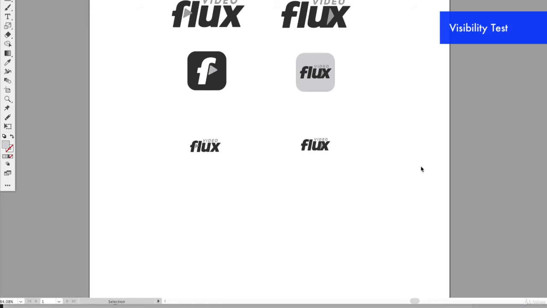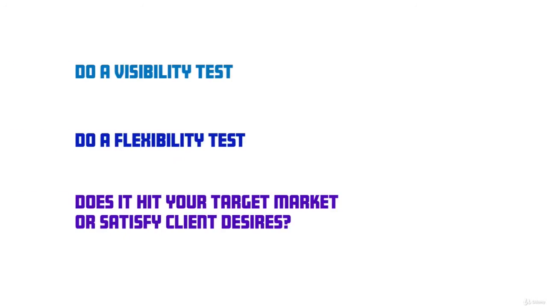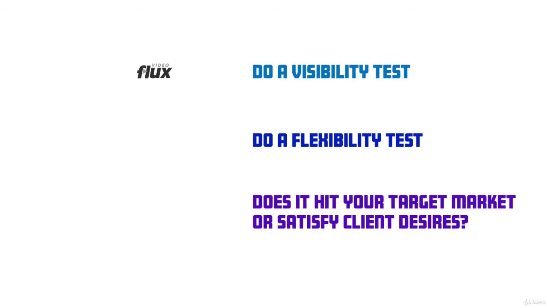So we've done a couple of tests here. We did a visibility test, where we made our logo very small and tested it out. We did a flexibility test: can it adapt to a square environment? And eventually we're going to need to have a horizontal logo.